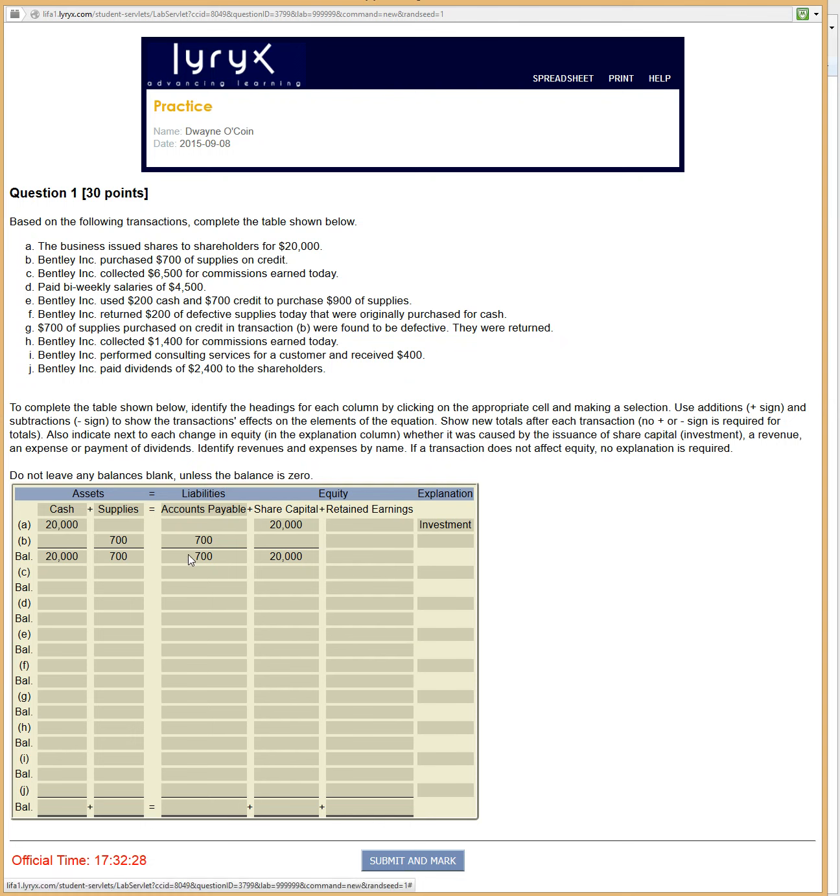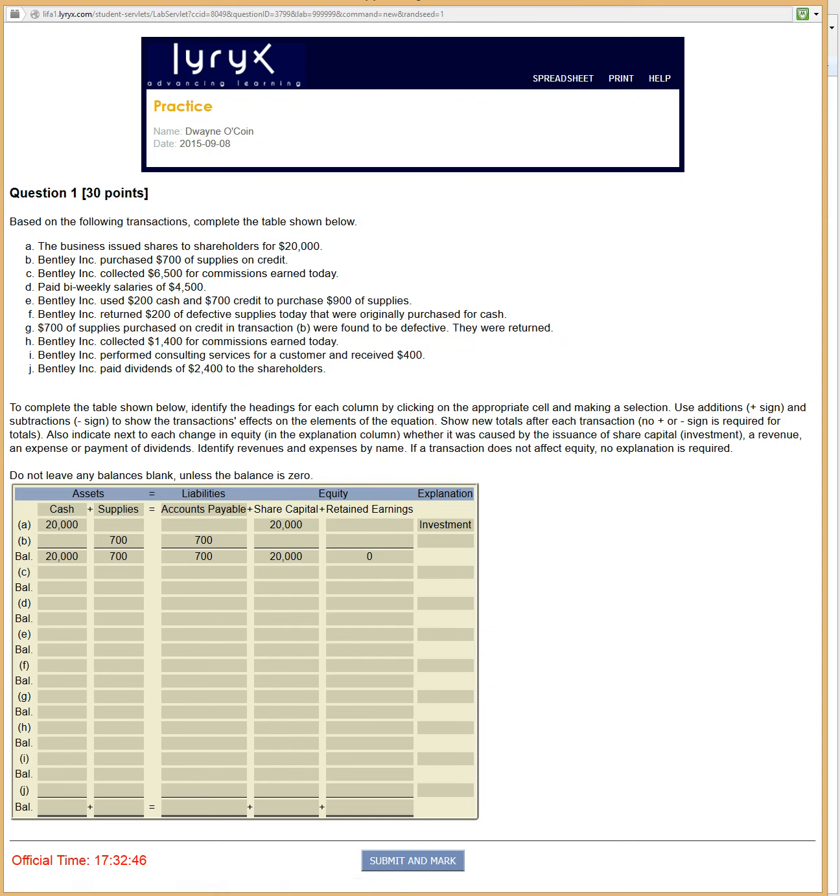So when it says on credit, purchased on credit means accounts payable. Sold on credit means that it's accounts receivable. And the retained earnings has a balance of 0.